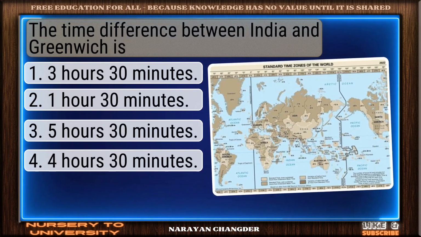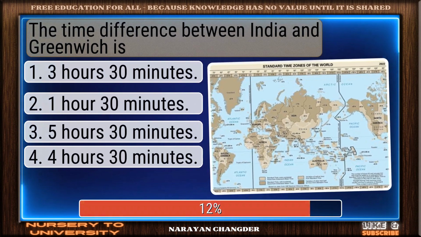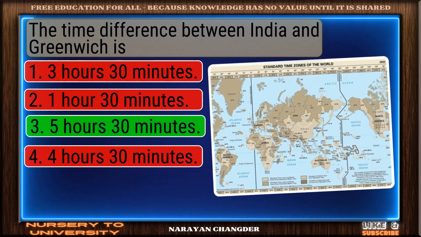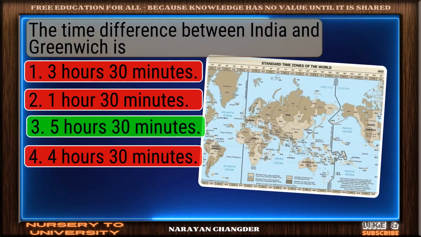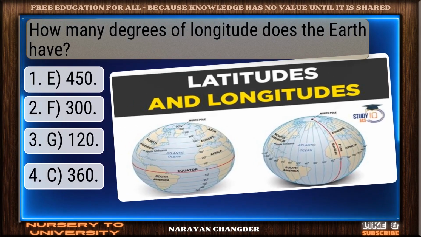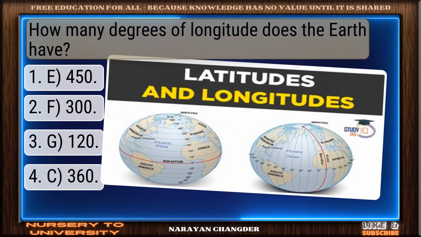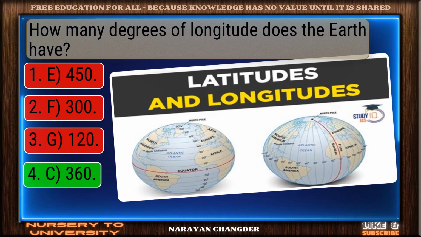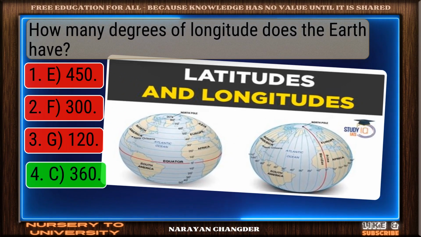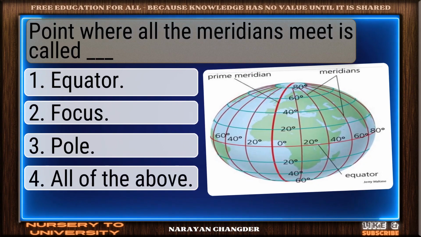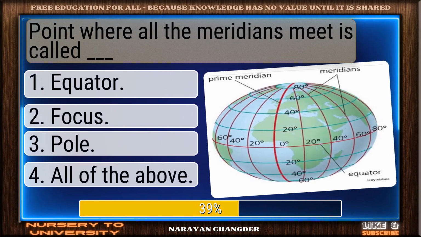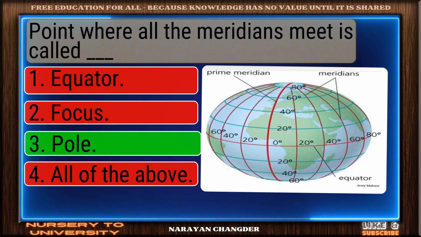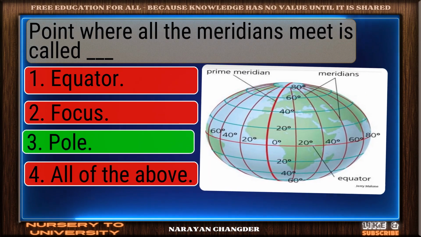The time difference between India and Greenwich is. Nicely done. 5 hours 30 minutes is a solid answer. How many degrees of longitude does the Earth have? Great job. 360 is the accurate answer. Point where all the meridians meet is called dash. Excellent choice. Pole is the right answer.